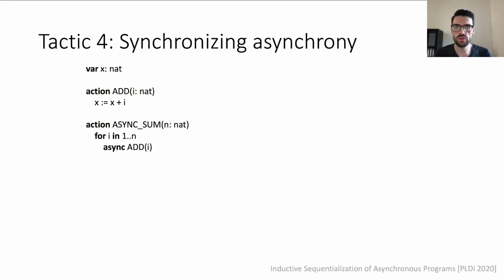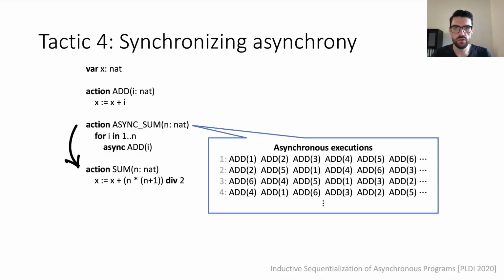Now let's turn our attention to asynchronous programs. Here we have a shared variable x, action add to add some amount I to x, and action async sum, which creates n asynchronous instances of add with the parameter I ranging from 1 to n. Now our goal is to prove that async sum can be summarized to action sum, which just atomically increments x by the sum from 1 to n.